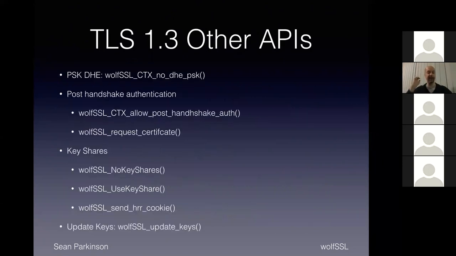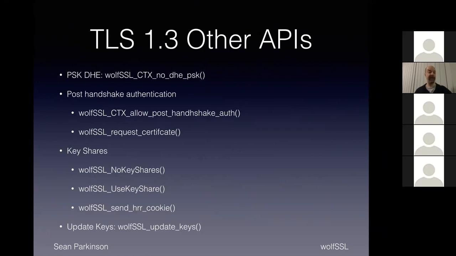So what other APIs do we need to be aware of? Using Diffie-Hellman with pre-shared keys is a default behavior, but this can be turned off on the client using wolfSSL_CTX_no_dhe_psk. PSK is usually termed to include session tickets as well as actual pre-shared keys. You can disable the use of Diffie-Hellman key exchange for a resumption session, or for PSK handshakes.